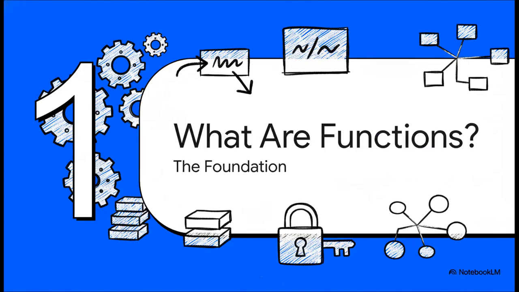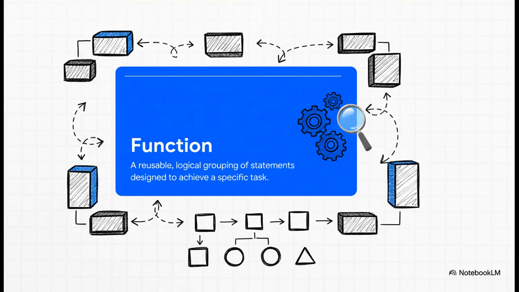What is a function, really? And why do we even bother using them in the first place? You can think of a function as a reusable recipe, right? You write down the steps just one time, you give that recipe a name, and then you can cook it whenever you want just by calling its name. It's all about that core principle of don't repeat yourself, which is absolutely key to writing good code.